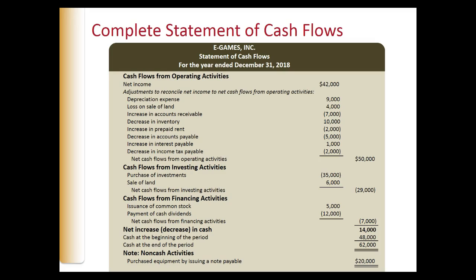So this is the moment of truth. The sum of the net cash flows from all three, operating, investing, and financing activities, needs to equal that net increase or decrease in cash for the period. Now, in the illustration, we see that the cash flows from operating are plus $50,000, investing are minus $29,000, and financing are minus $7,000. Those activities equal the net increase in cash of $14,000, reconciling the cash from the two consecutive balance sheets that were originally reported earlier in the slide.